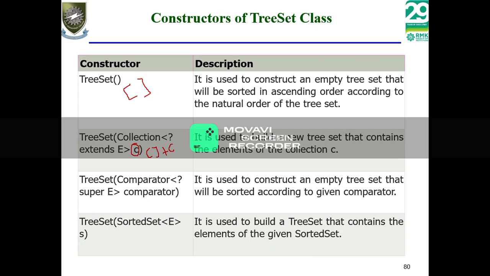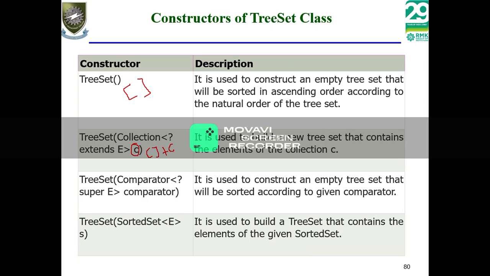Next constructor is the TreeSet with a comparator. Basically it arranges the elements in ascending order, but if you want to change that to some other form like descending order, you can go with the comparator. You can pass the comparator as a parameter to your TreeSet, which is going to arrange the elements in a specified sorted format.